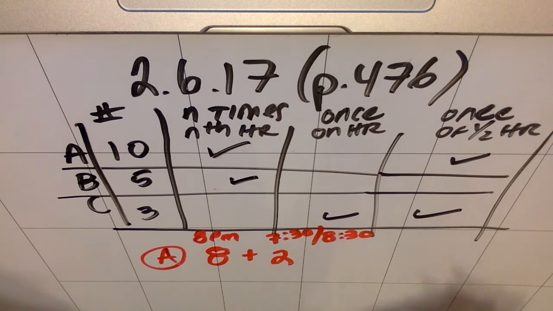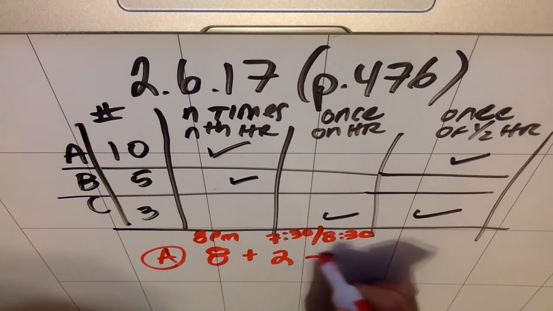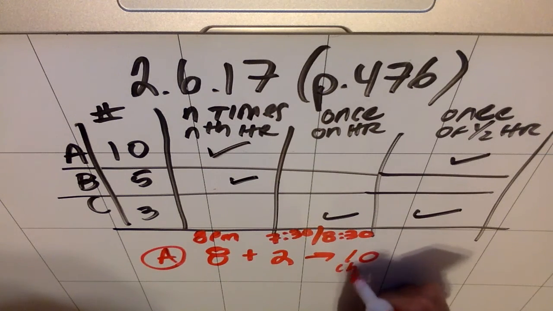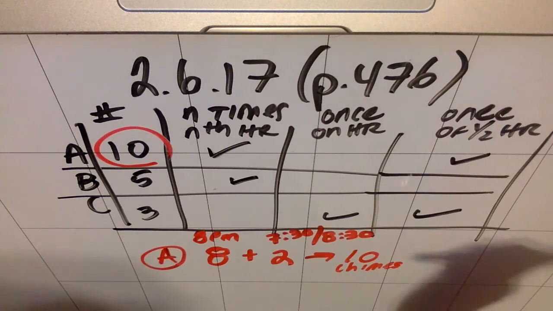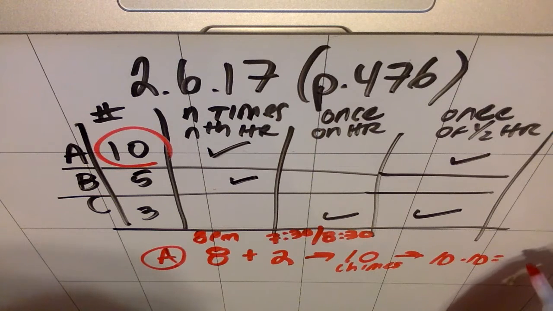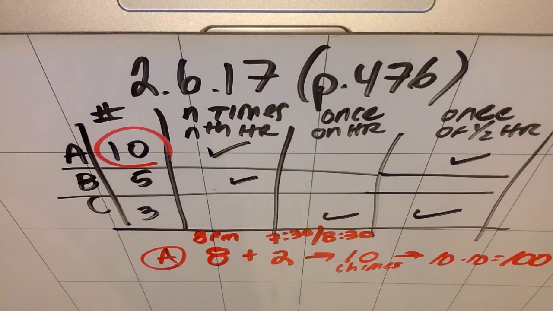The half hours, not the hours, right? So 8 chimes at 8 o'clock, 1 chime each at 7:30 and 8:30. That means that the clock A's should have 10 chimes. But there are 10 of the clock A's, so if we do the 10 chimes times the 10 clocks, we should get 100 chimes from the clock A. Next, let's talk about clock B's.